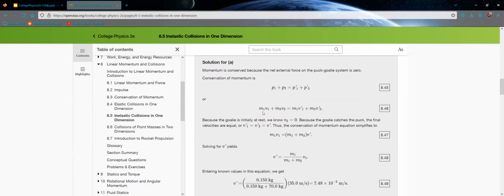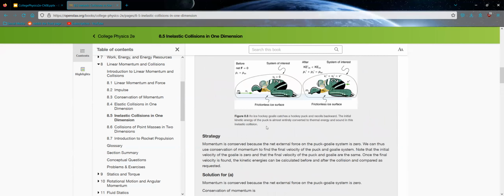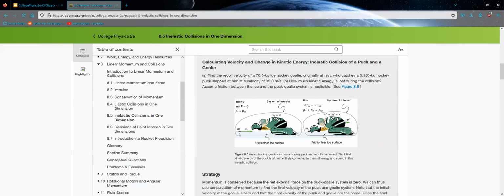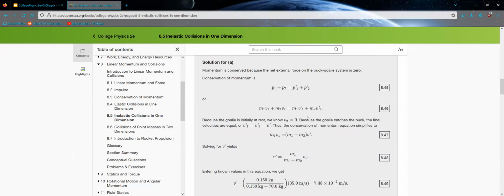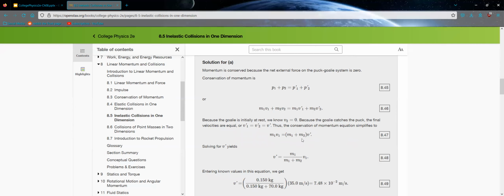So my initial momentum has an M1 V1 and M2 V2 for the hockey player and the puck. In this case, the puck is M1 and the goalie is M2. So the puck's velocity, V1, is given by 35 meters per second, and the V2 of the goalie is 0 because he was stationary. But the final, or in this case, the primed, masses and velocity are different because I don't have separate masses and velocities as shown in 8.46. He's holding the puck, so his mass and the puck's mass need to be combined into one new thing, which is what 8.47 is telling us.